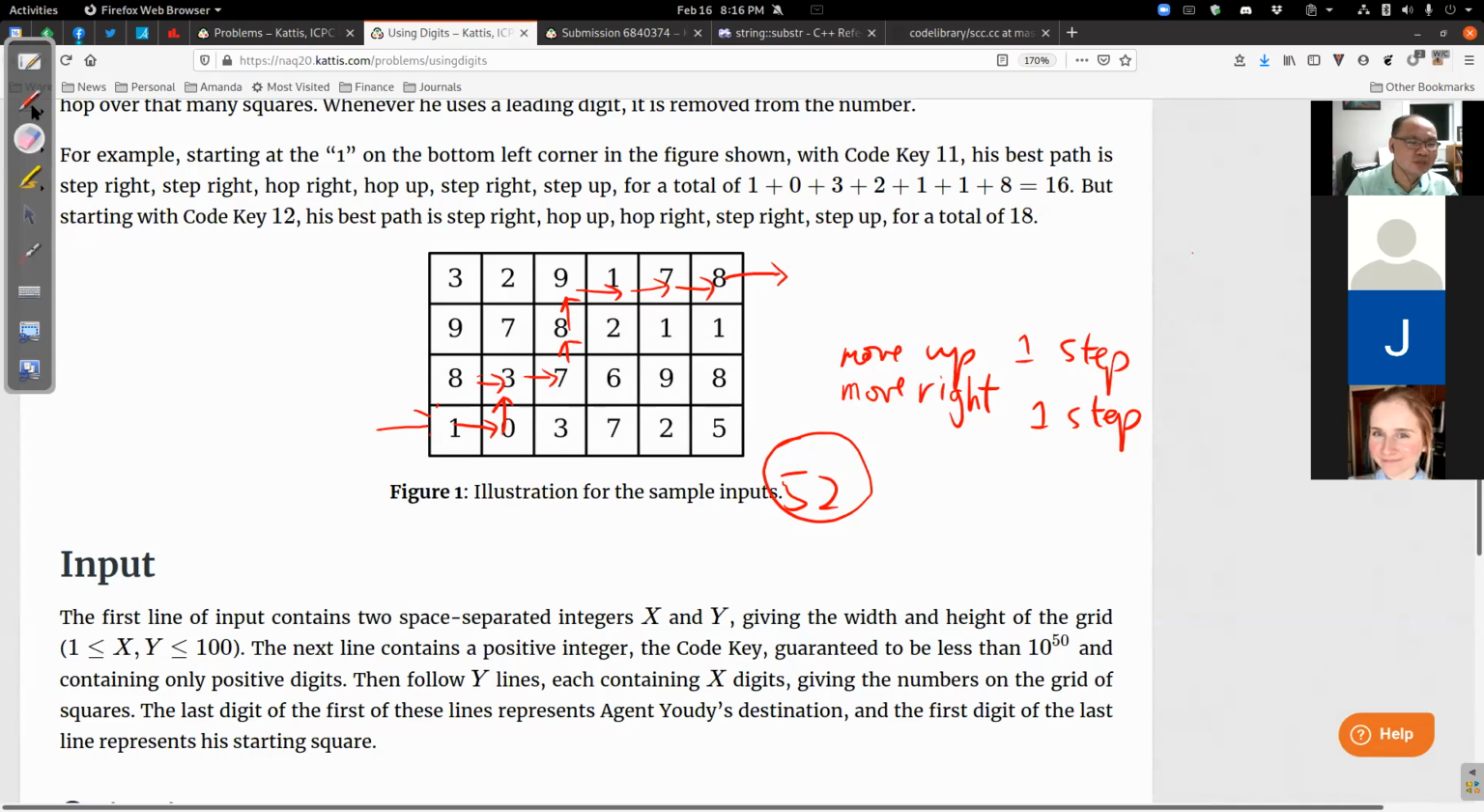But there's one more twist to it, which I won't talk about yet. But before we talk about the twist, do we know how to solve this problem? Can we solve this problem if we didn't have the twist?